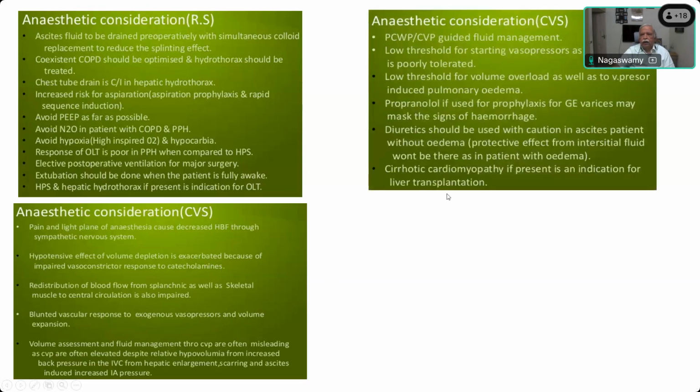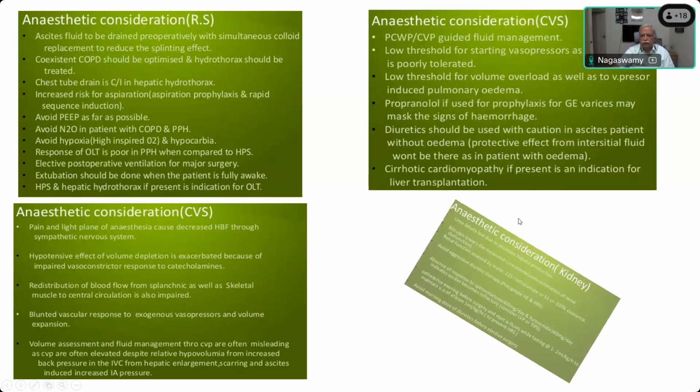And anesthetic consideration with regard to the cardiovascular system continuing: PCWP and CVP guided fluid management, low threshold for starting vasopressors, low threshold for volume overload. Propranolol is to be used for prophylaxis and may mask the signs of hemorrhage. Diuretics should be used with caution, and cirrhotic cardiomyopathy may be present as an indicator, which is an indication for liver transplantation at the earliest.